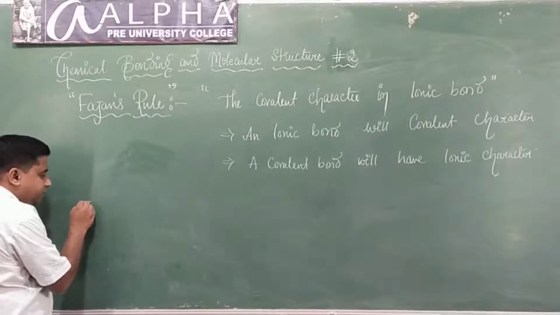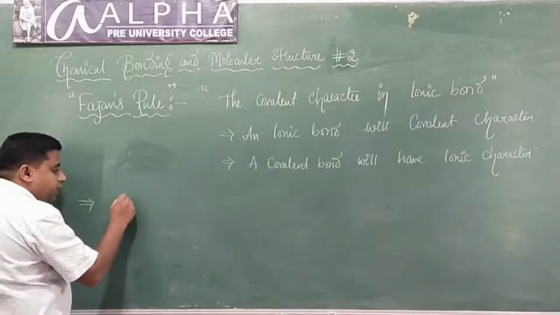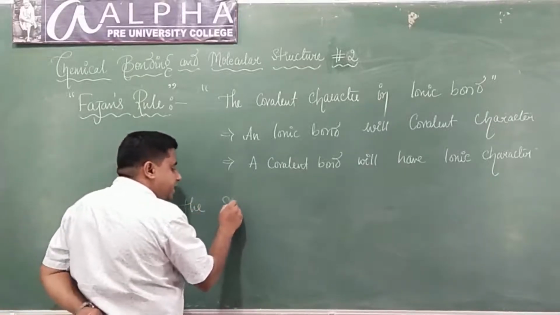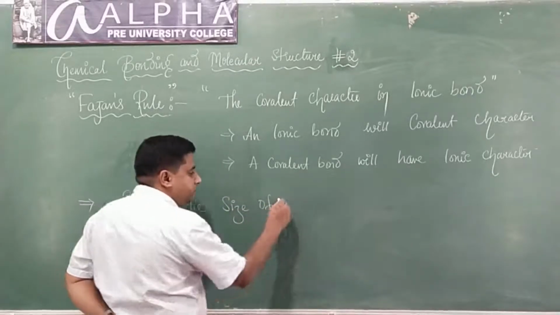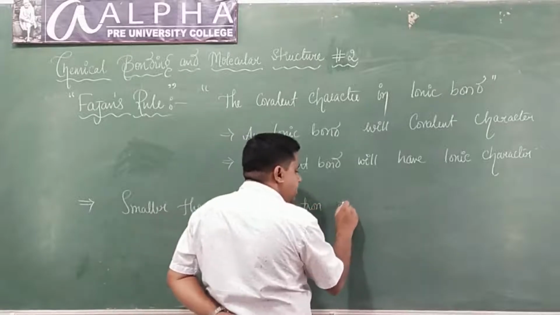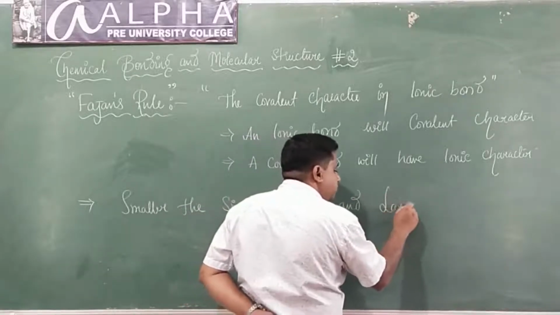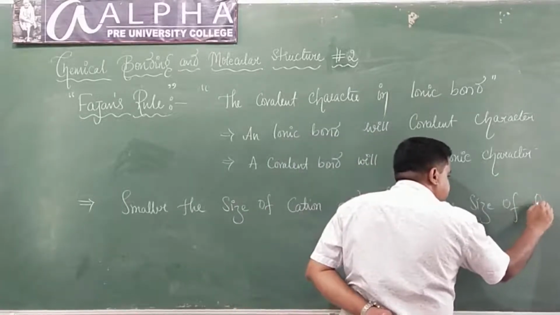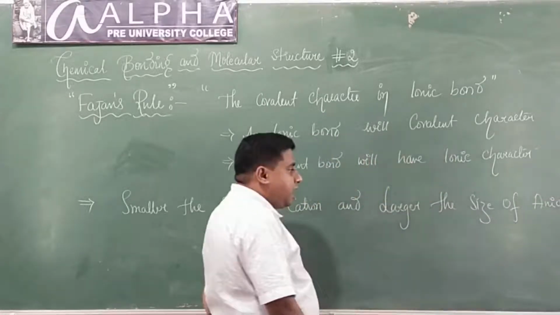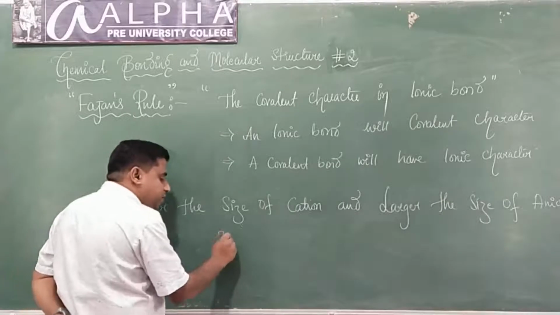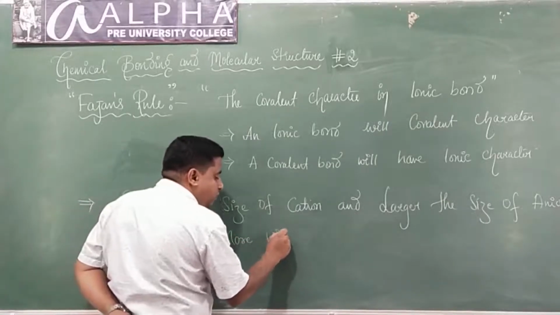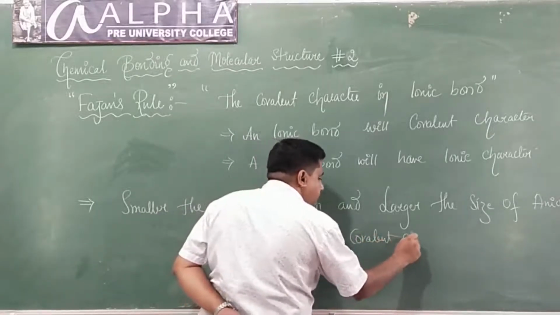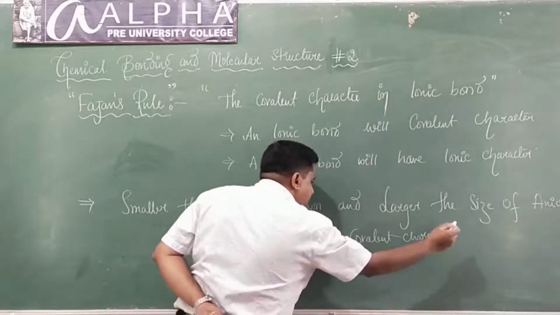Look here, very simple. Fajan's rule says: smaller the size of the cation and larger the size of the anion, more will be the covalent character. That's it, very simple.